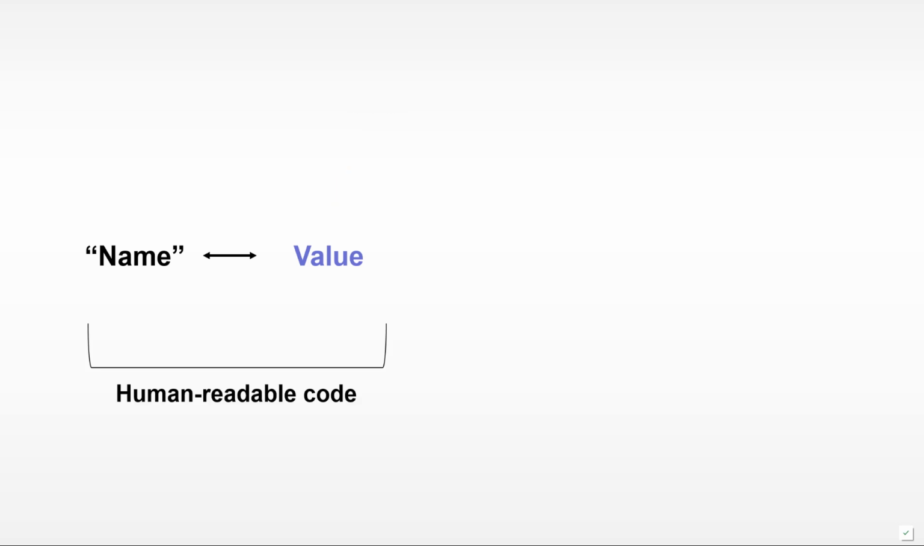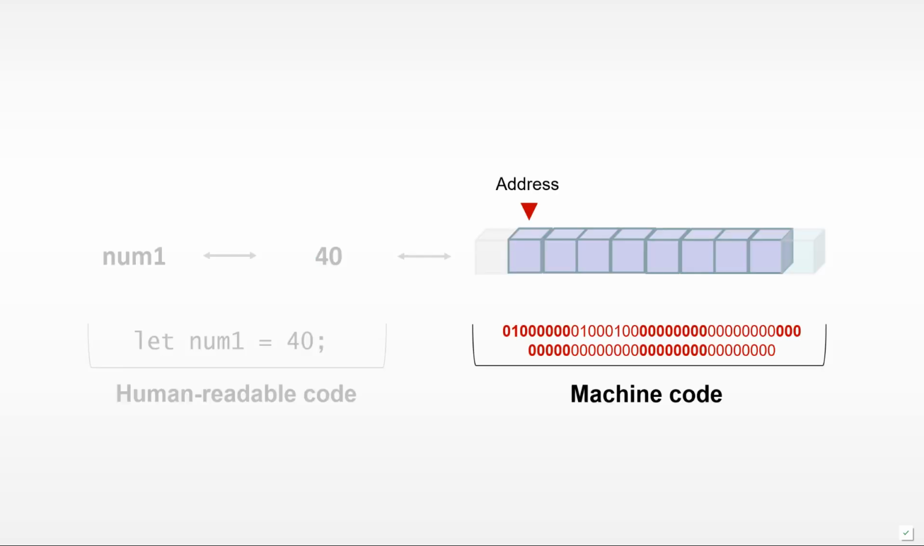So in human readable code, if we have something like let num1 equals 40, num1 would be the variable in this case, so num1 would be the name that we would use to refer to the value which would be stored at that location, and then 40 would be the value which would be stored and associated with that variable.